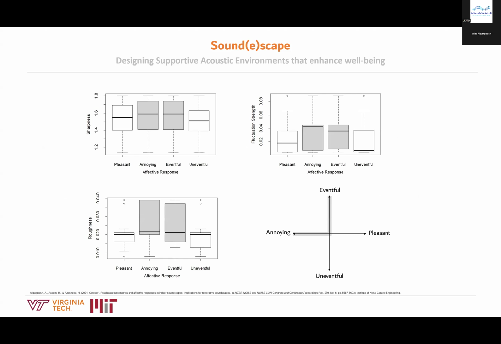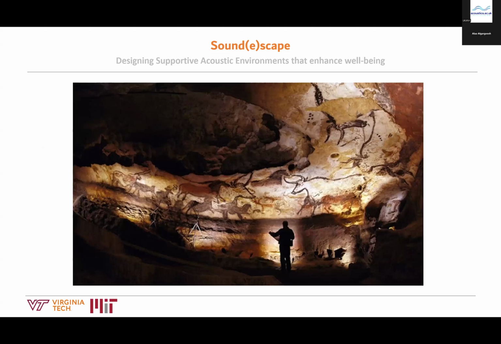So after analyzing the data set, we realized that considering the psychoacoustic metrics you can see here, sharpness, fluctuation strength, and roughness, the affective responses that correlated the highest with these psychoacoustic metrics were the ones related to negative affective response. So in this case, it seemed that this high correlation would be beneficial in reducing negative affective response in soundscapes, but not necessarily as useful in designing a positive affective response in soundscapes. So we wanted to find new metrics that allow us to design spaces that support well-being and enhance positive emotions.